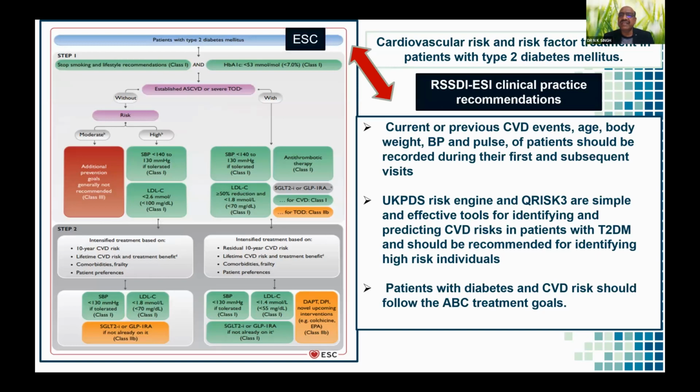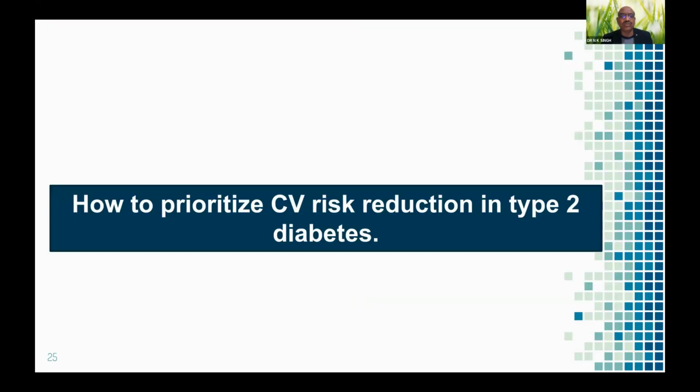What are the RSSDI clinical practice recommendations? Current or previous CVD events, age, body weight, BP and pulse of patients should be recorded during their first and subsequent visits. And as I told you, RSSDI recommends QRISK3 as a simple and effective tool for identifying and predicting CVD risk in patients with type 2 diabetes, and it should be recommended for identifying high-risk individuals. Patients with diabetes and CVD risk should follow the ABC treatment goals. So now the question is how to prioritize CV risk reduction in type 2 diabetes.